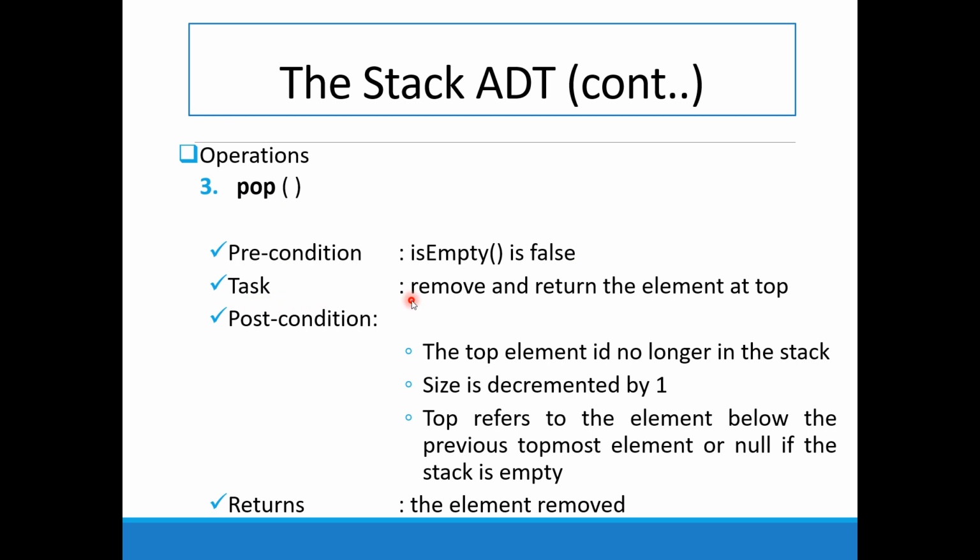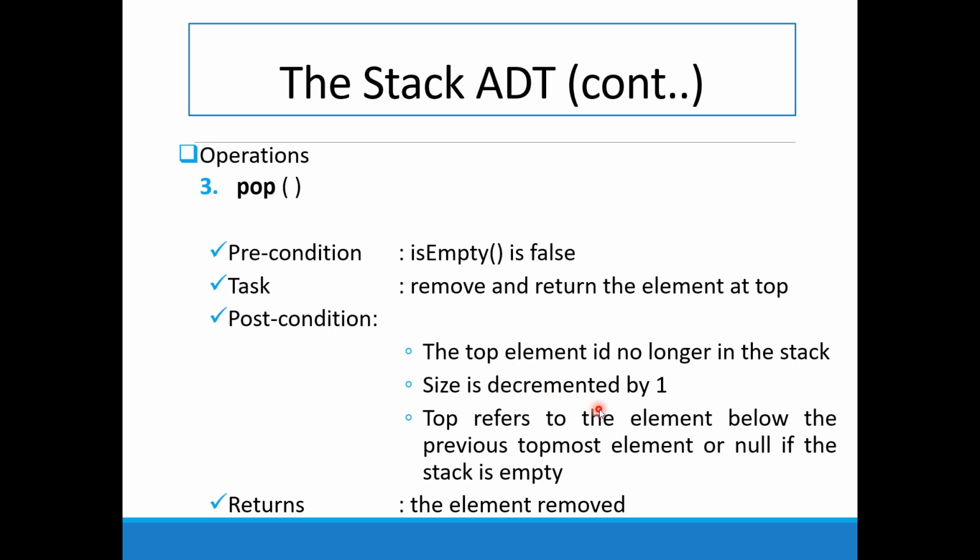Okay, the task is remove and return the element at the top. Nampak ni, remove and return the element at the top. Maksudnya dia remove. Bila dia remove, dia juga akan return apakah elemen yang dia remove tu. Return tu maksudnya dia boleh display lah, apakah elemen yang dia remove. Okay. Post condition, the top element is no longer in the stack. Jadi top element tu dah tak ada lah di dalam stack kan, sebab dia dah di pop, dah remove.